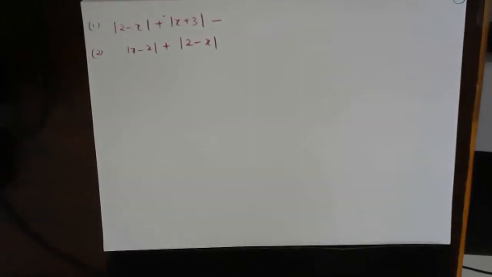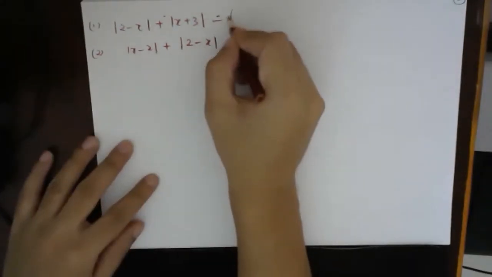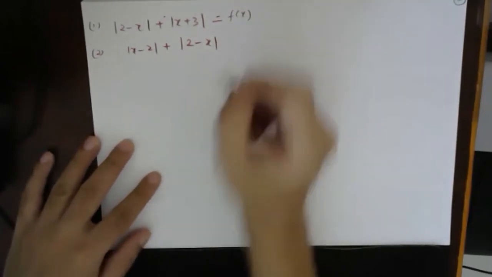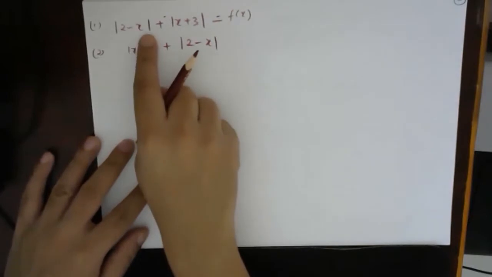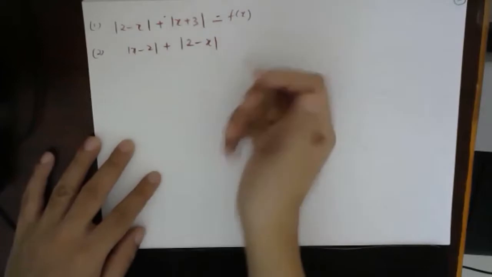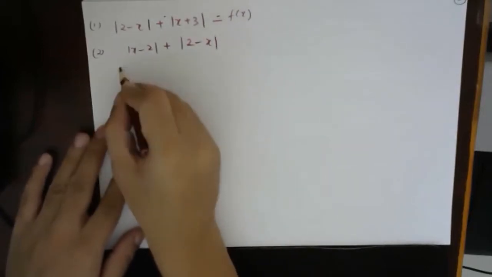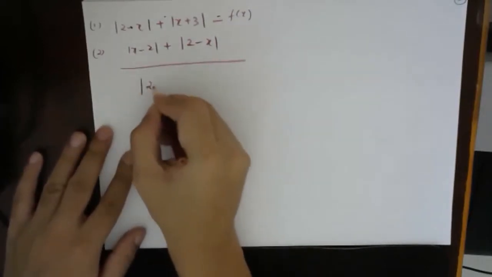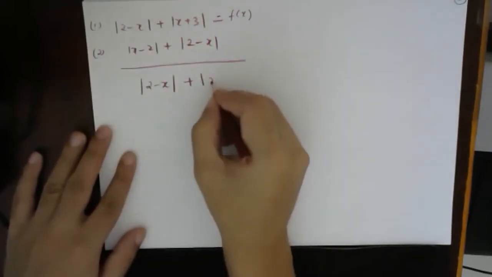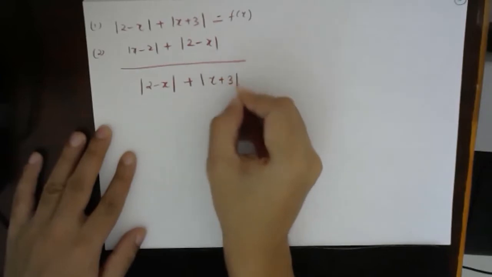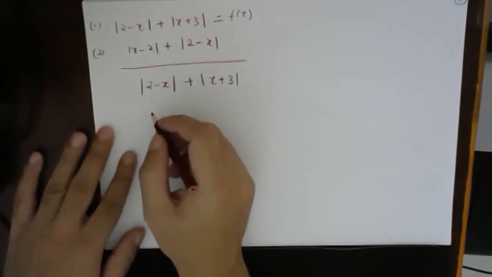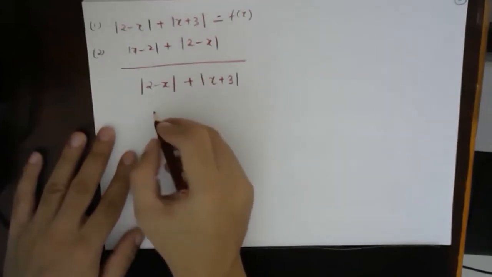So let's solve the first one. If it is equal to f(x), this is 2 minus x and x plus 3, same thing, na bacha? So the first question is mod of 2 minus x plus mod of x plus 3. Okay, so we have to draw. Okay, let me check it first. I do not know the answer. Let me check it first.